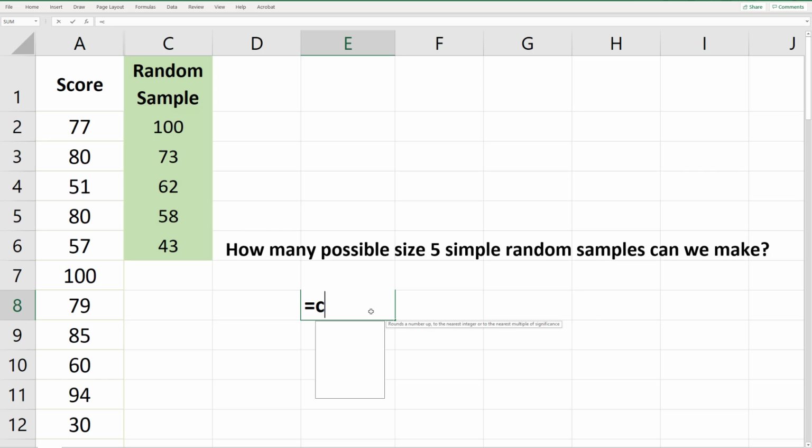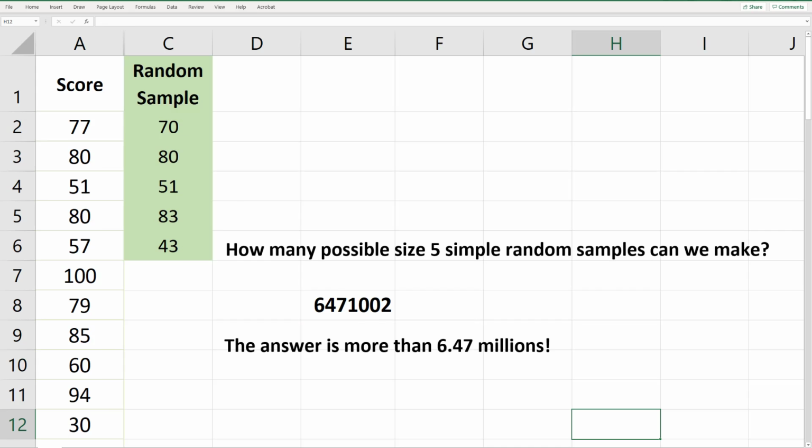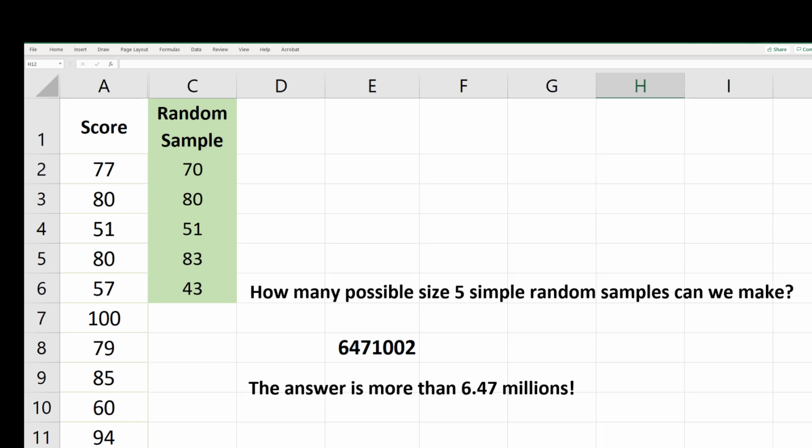Here we go. Combination, in total we have 62 data in the population. We pick 5 of them. How many possible combinations do we have? Surprisingly, the answer is more than 6.47 million.